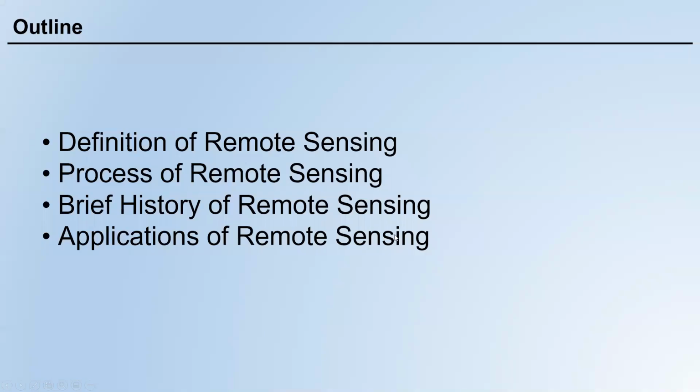So I'm going to introduce the definition of remote sensing first, actually definitions, okay? And then the general process of remote sensing, how sensors in the sky collect data. Then I'm going to use a lot of images to give you a general impression of the history of remote sensing development. And then I will use several slides to introduce several applications of remote sensing. I'm not going to go deep for any part of this lecture. So it's a very general introduction.